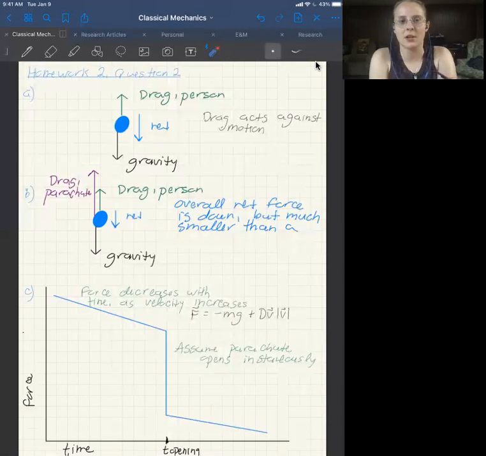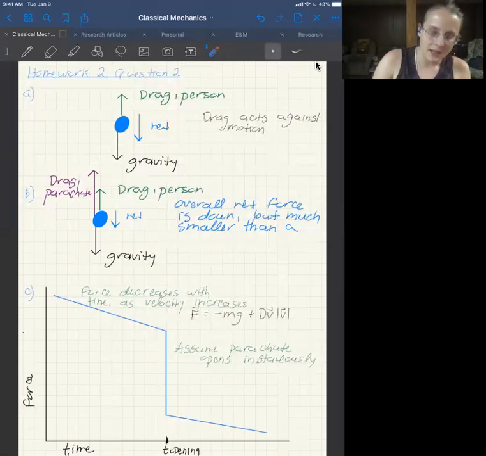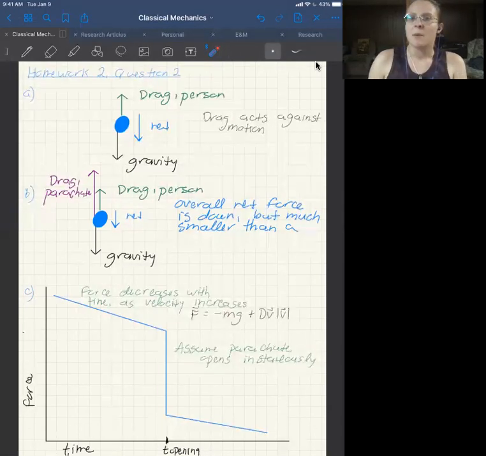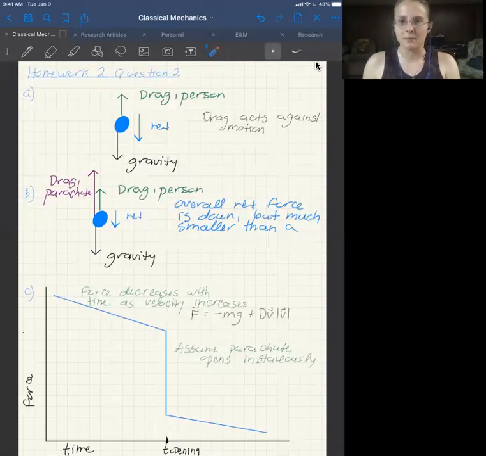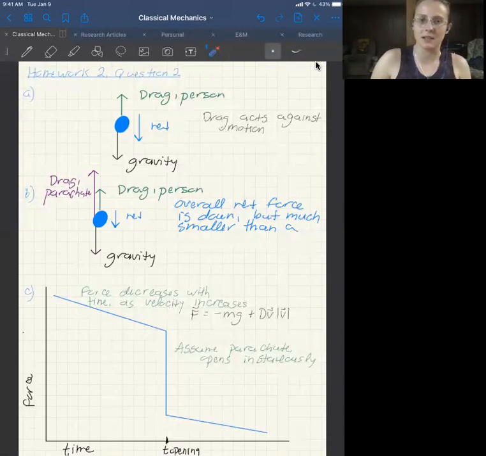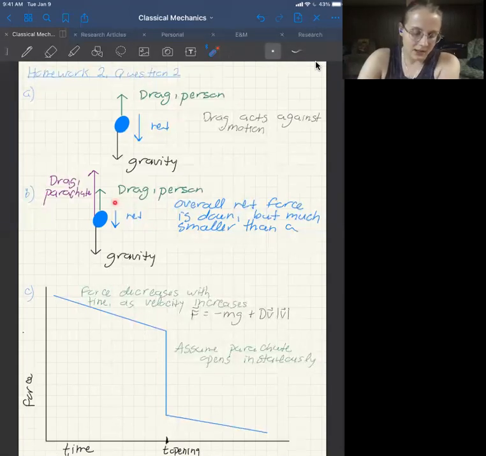The second part of this question wants you to draw the forces after he opens his parachute. Gravity is not going to go anywhere, and the drag force caused by the shape of the person is not going to go anywhere. But we have a new force, the drag force of the parachute, which is likely going to be significantly larger than the drag force of the person. So now we have three forces to consider. Our overall net force is still going to be down. He's still accelerating downwards. If you add up the force of gravity and the two drag forces, you're still going to get a force pointing down.